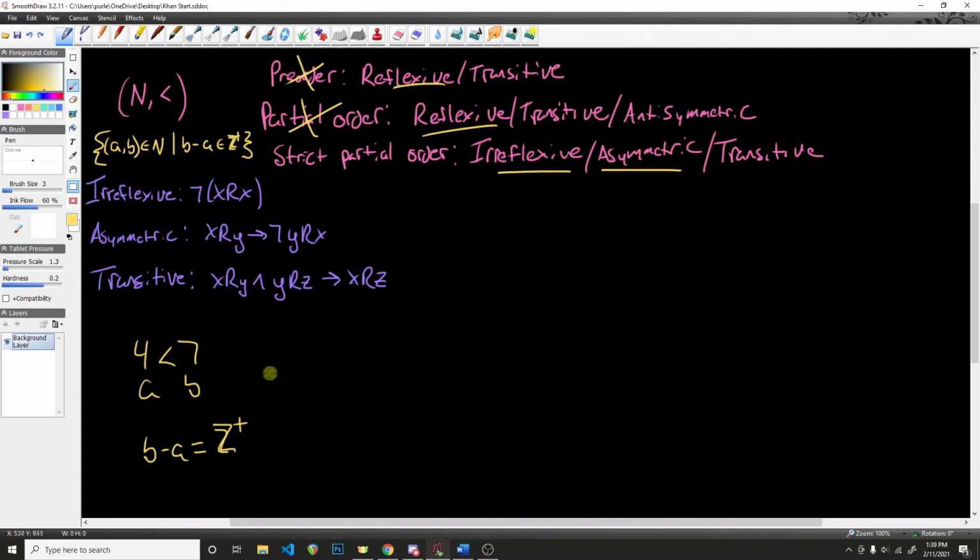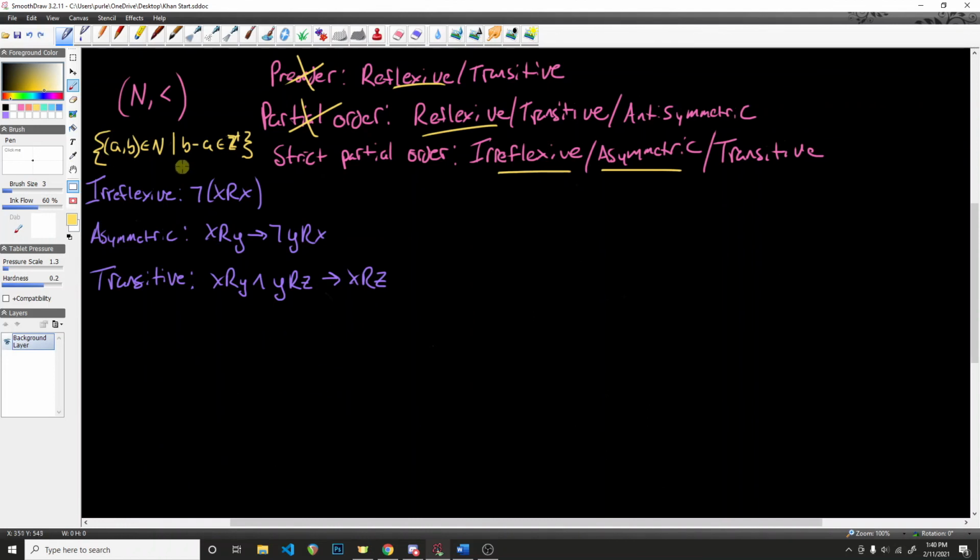But for something to be less than, there always has to be a leftover number that is either 1 or higher. If we had the case where a is 4 and b is 4, then we would have b minus a is equal to 0, and that would not be part of our set of positive integers. And that makes perfect sense because 4 less than 4 is not true.